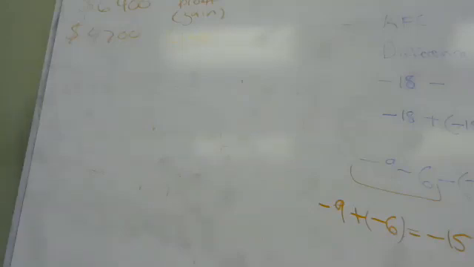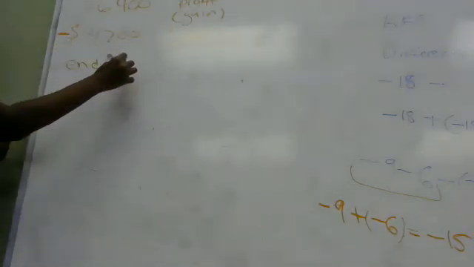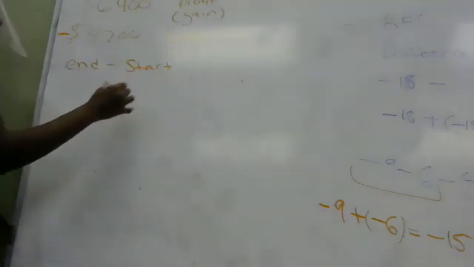6,400 minus negative 4,700? Other way around. Wait, this is negative? Yes, it's a loss, so negative. But remember the problem we did before where we found the change in elevation? How did we subtract that? 4,700 minus 6,400. In other words, it's the end minus the start.